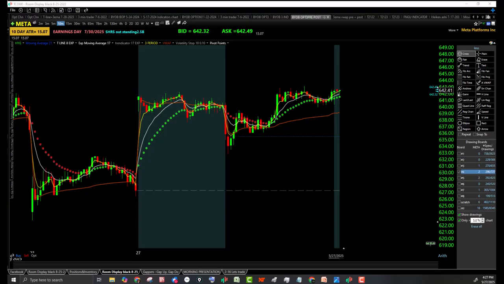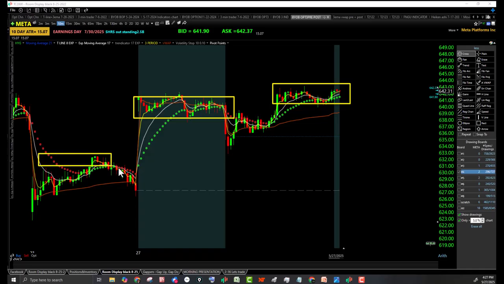Let's try it again. Okay, so here's some consolidation in the pre-market. And here's the open market, a little bit higher. Here's the prior day's consolidation. So we're consolidating over prior consolidation there. So Meta's looking good. Like the Meta.